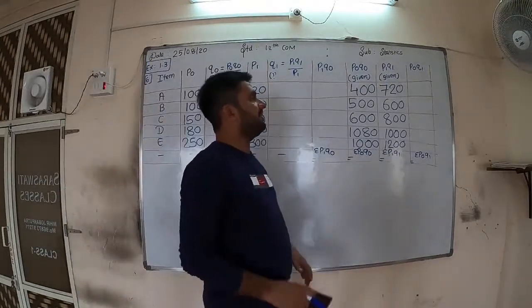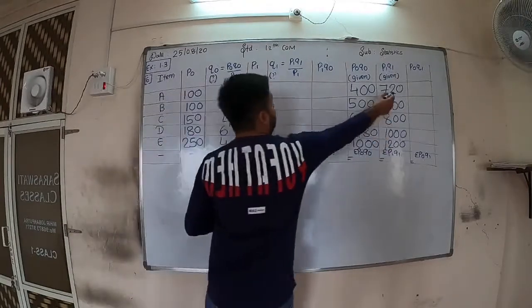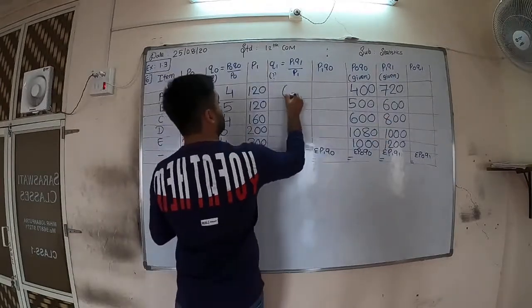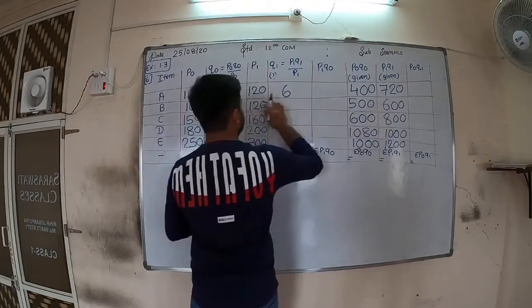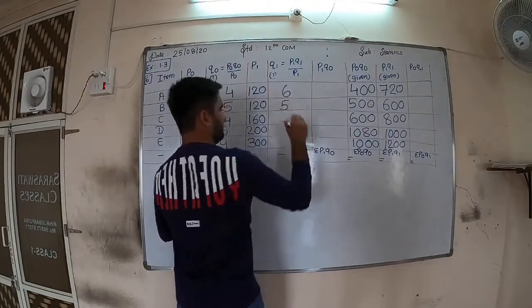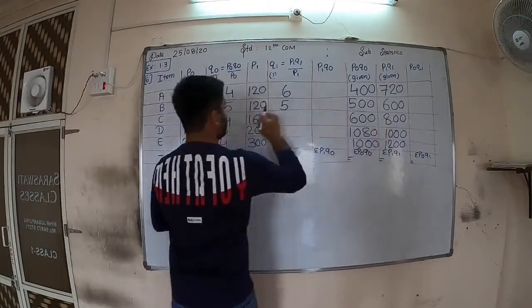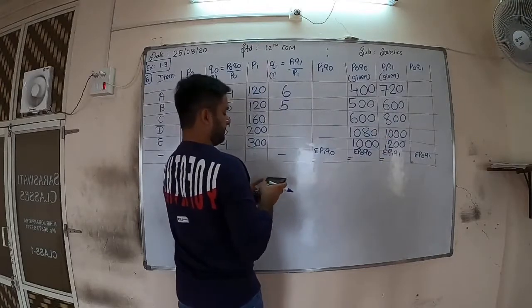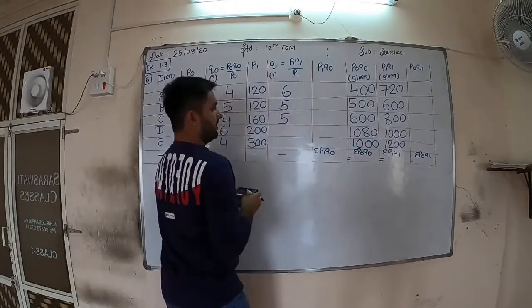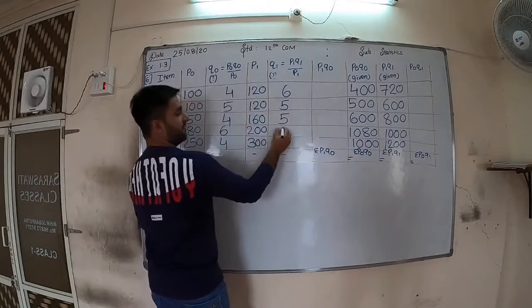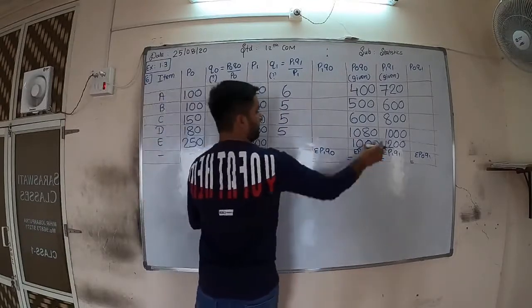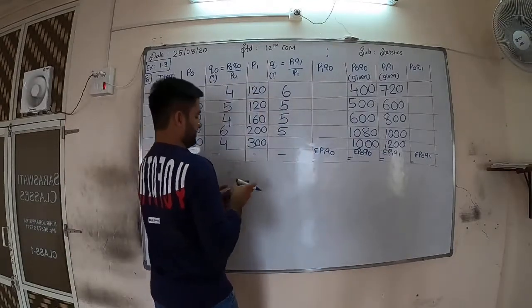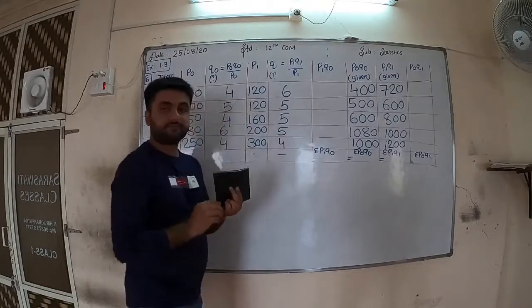Now in the same way do it here also. 720 divided by 120 is 6. 600 divided by 120 is 5. 800 divided by 160 is 5. 1000 divided by 200 is 5. 1200 divided by 300 is 4.